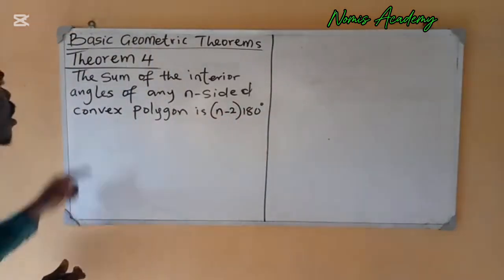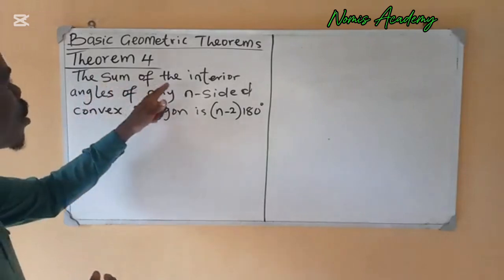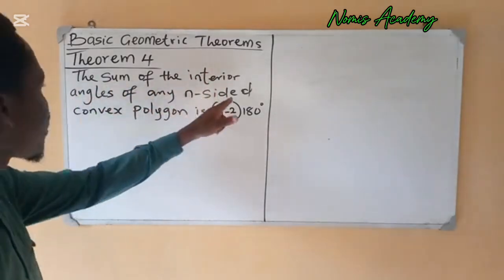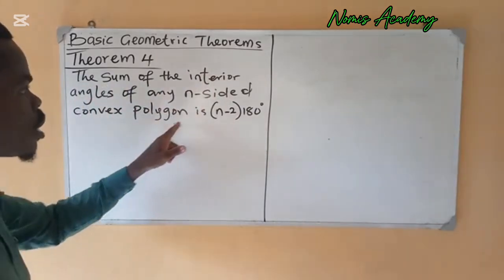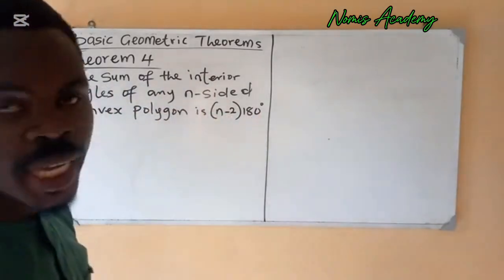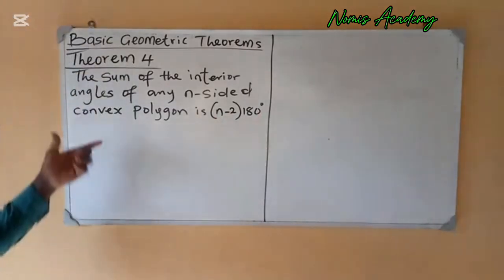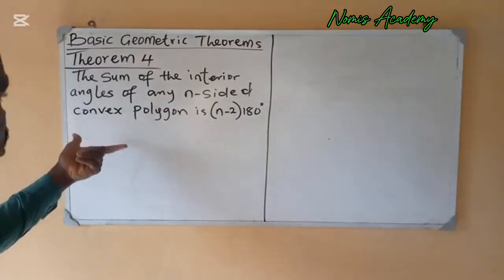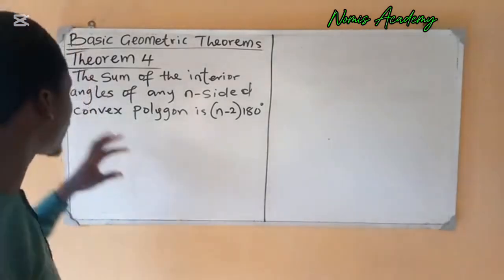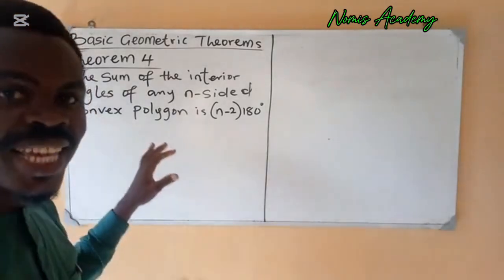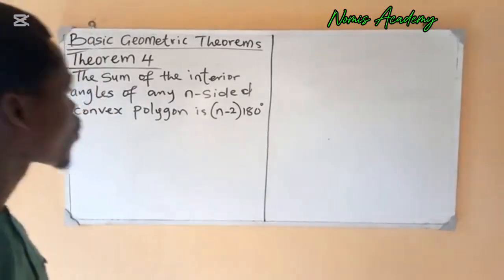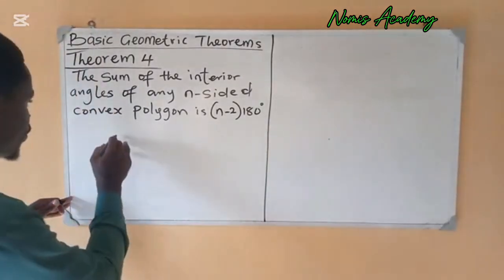It says that the sum of the interior angles of any n-sided convex polygon is n minus 2 multiplied by 180. Now you would like to know the meaning of convex. When you say convex, the interior angle of a polygon which is less than 180 degrees is called a convex angle. Alright, now let's take this diagram.